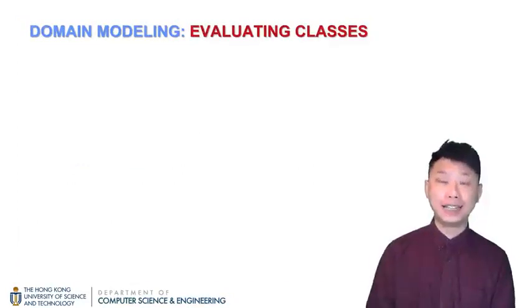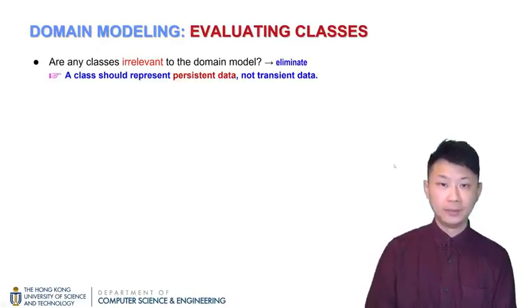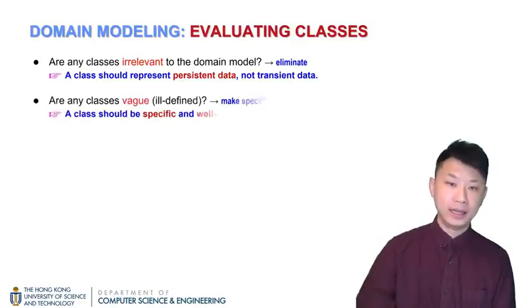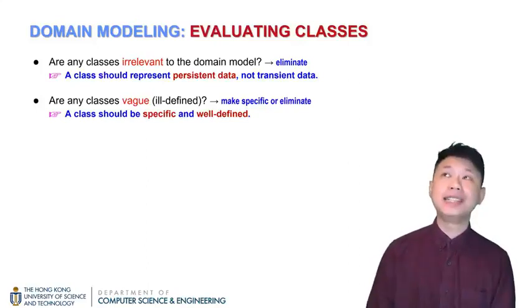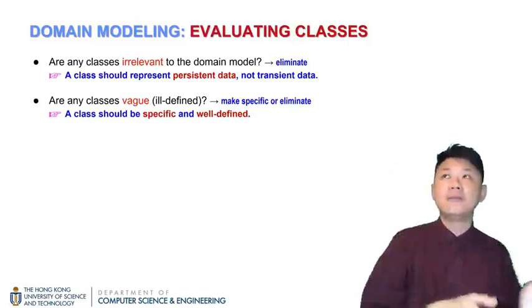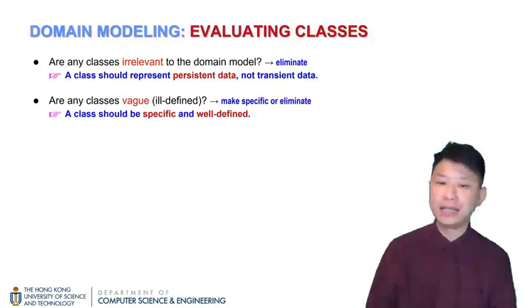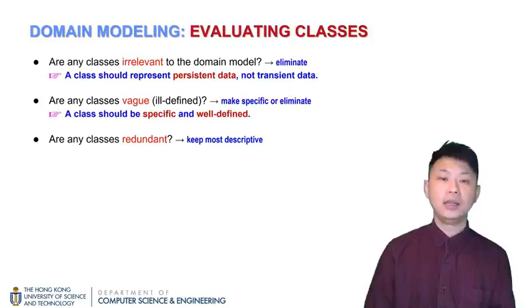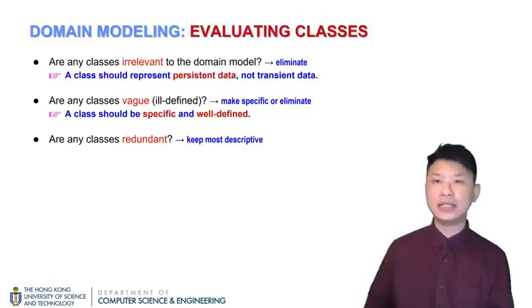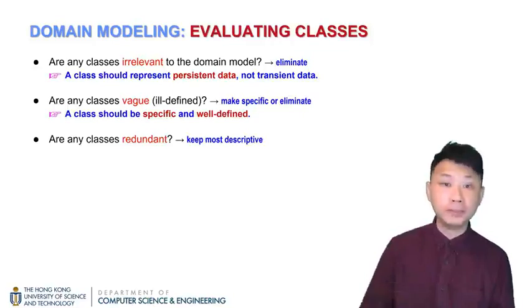So when we talk about identifying classes, we have said that we try to ignore irrelevant classes, and these are the rules that you can use to ignore them. If some of the classes are irrelevant to the domain model, you eliminate them. If some of the classes are vague, you may ignore them. For example, in the problem statement you see a statement saying that in the system we try to store information. Information is kind of vague. Then you have to either ignore it or make it more specific. If some of the classes are redundant, you try to keep the most descriptive one. For example, classes and courses may represent the same thing. Then you just keep one of them.